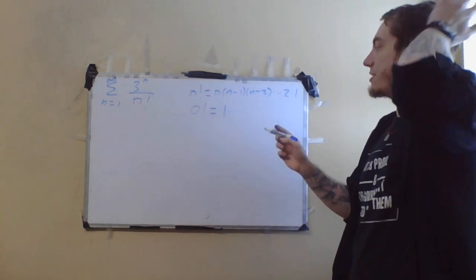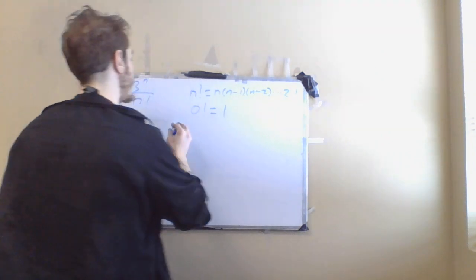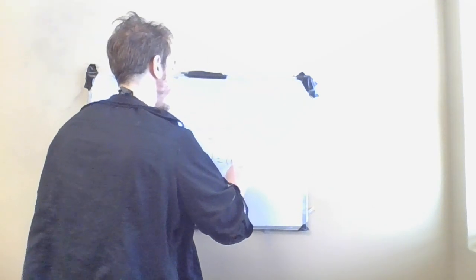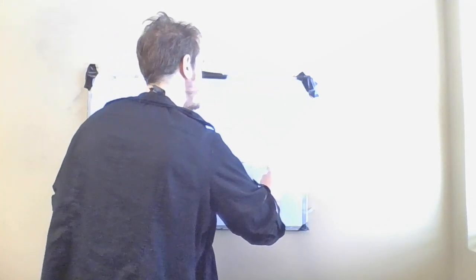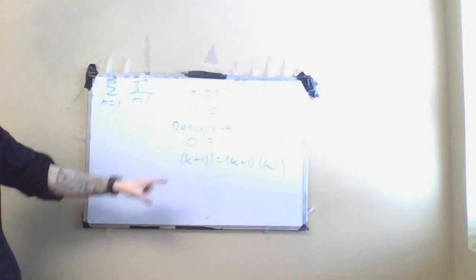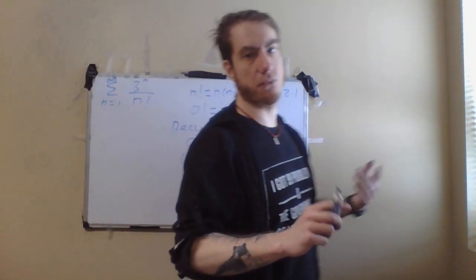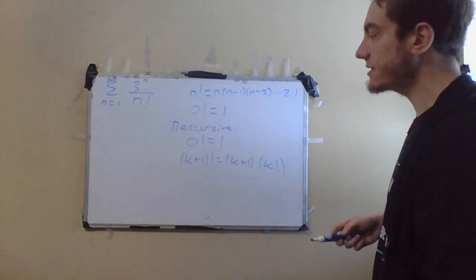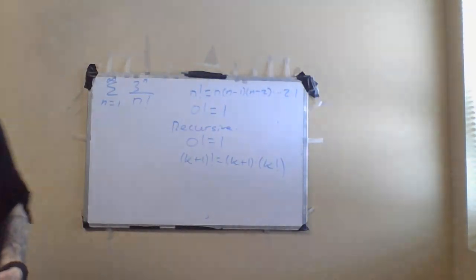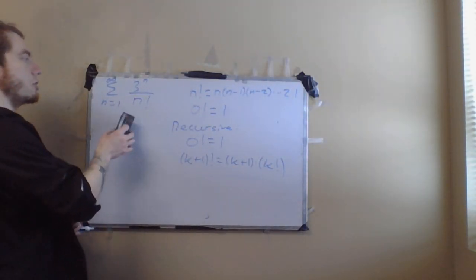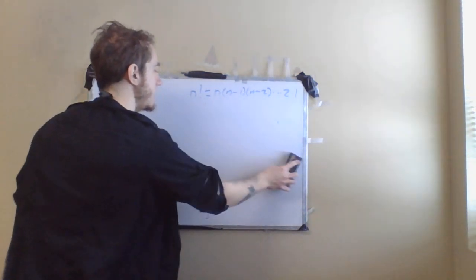The reason we do this, by the way, is because usually we define this with what is called a recursive formula. So we say 0 factorial is equal to 1, and then we say k plus 1 factorial is equal to k plus 1 times k factorial. And so starting off with 0 factorial equal to 1 ends up giving us this formula. Anyway, that's neither here nor there. I'm mentioning it because obviously we need to know how to write this thing out in order to deal with this problem.